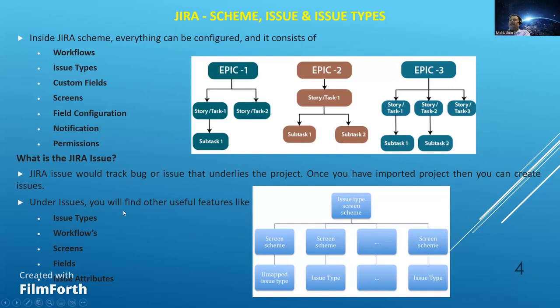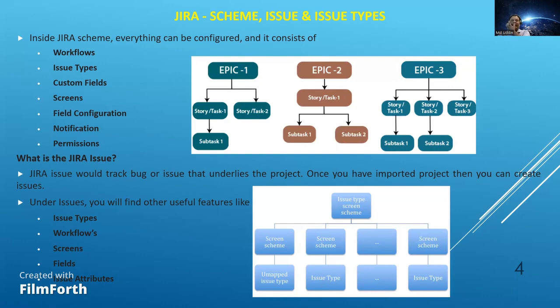So under issues, you will find other useful features like issue type, what kind of issue it is, what the workflows are, what the screens are, what the fields are, and what the attributes are. You can see here issue types and screen schema. Under that you have a screen schema, or you can have an unmapped issue type. It means this issue is itself the issue, and this user story is not mapped with any other user story. It is not related to any other story. It is a standalone user story.